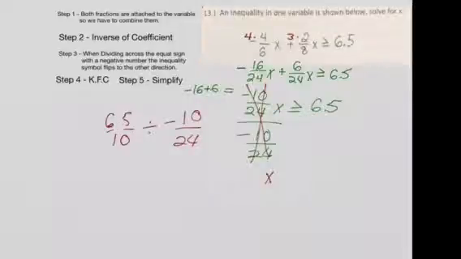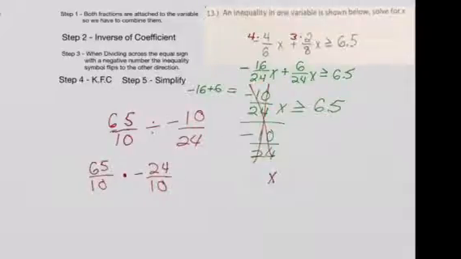That becomes 65 over 10 divided by negative 10 over 24. So first off, KFC, keep. I'm going to keep 65 over 10. I'm going to flip that negative 10 over 24 to negative 24 over 10. And then, last but not least, I'm going to change the division sign to a multiplication sign. All right, so now what I have to do is multiply straight across.